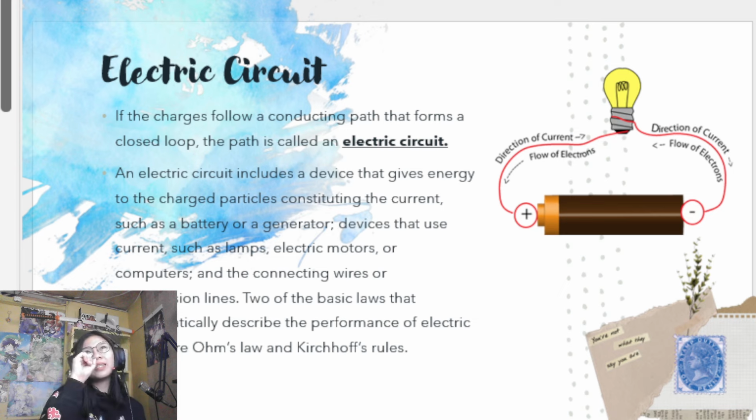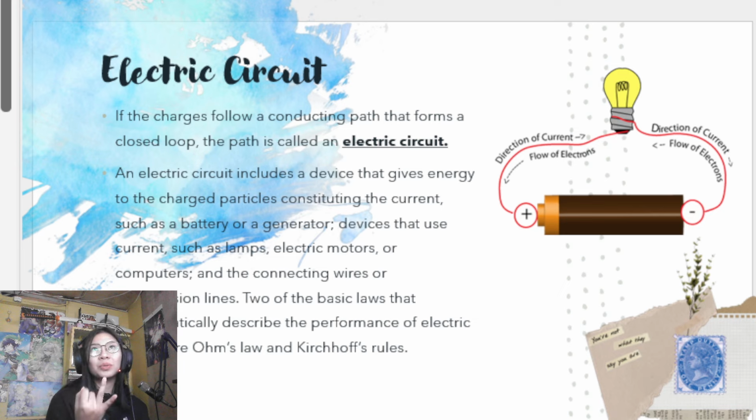Now, a simple circuit only needs three things. First is your source. Source is the one that provides your energy, gives your energy or electricity. That is, let's say, a battery or a generator. The outlet, coming from the power grid, from the electric company, is also a source.